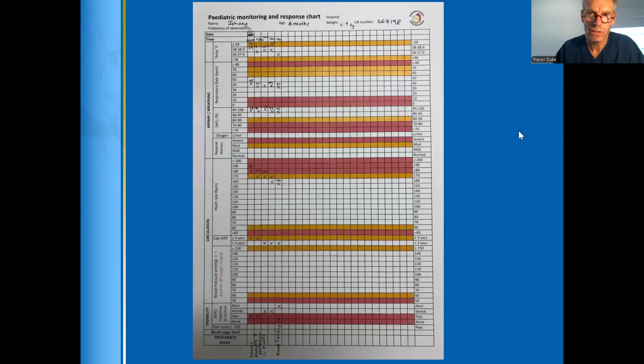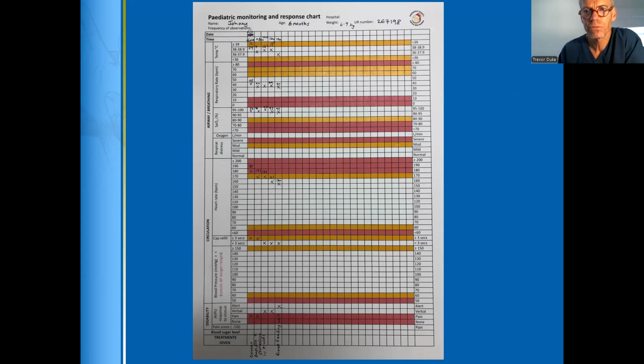This is the monitoring and response chart. This was actually his chart, and you can see that I've gone through this before, but the chart has three different zones. First of all, there's the normal range, which is with the white boxes or the white lines. It's the normal range for various things. So this chart has the temperature, the respiratory rate, the oxygen saturation, the degree of respiratory distress, the heart rate, the blood pressure, and the AVPU score, the conscious level, the blood sugar level, and treatments given. So you can include all of these things in it.